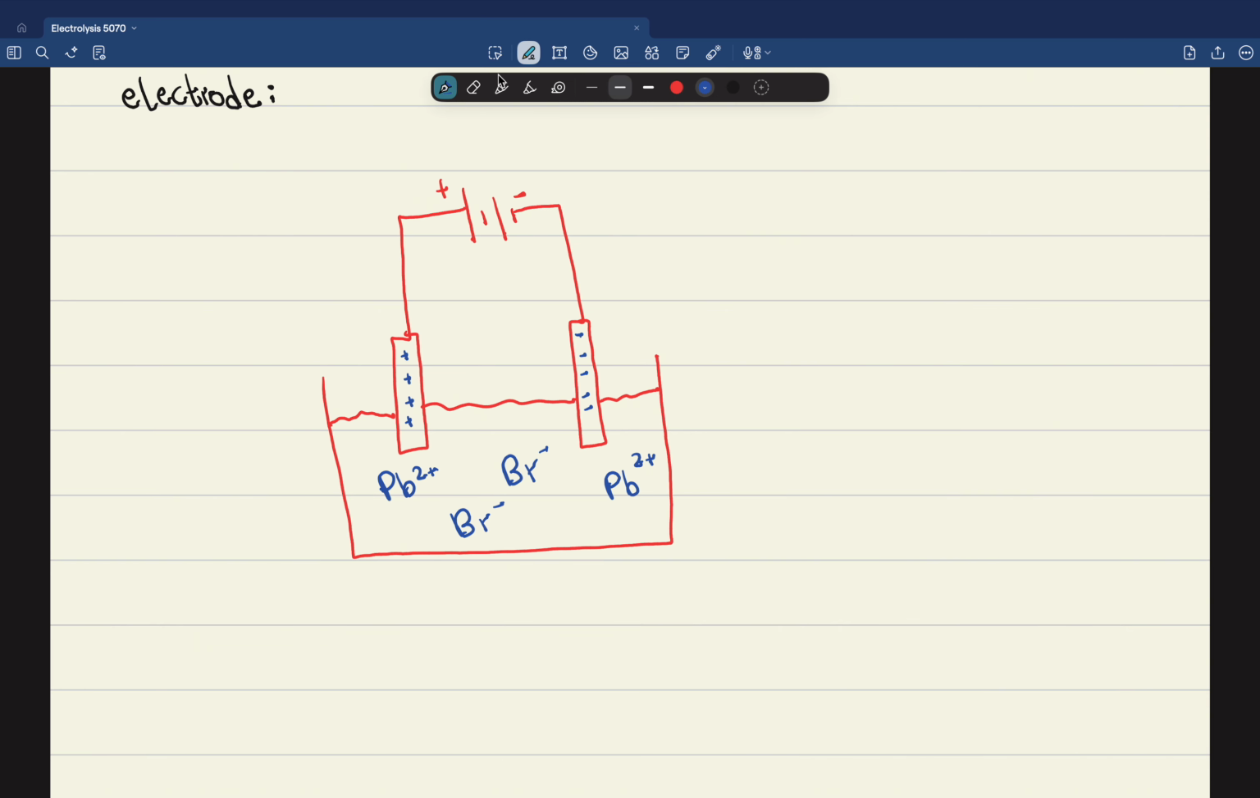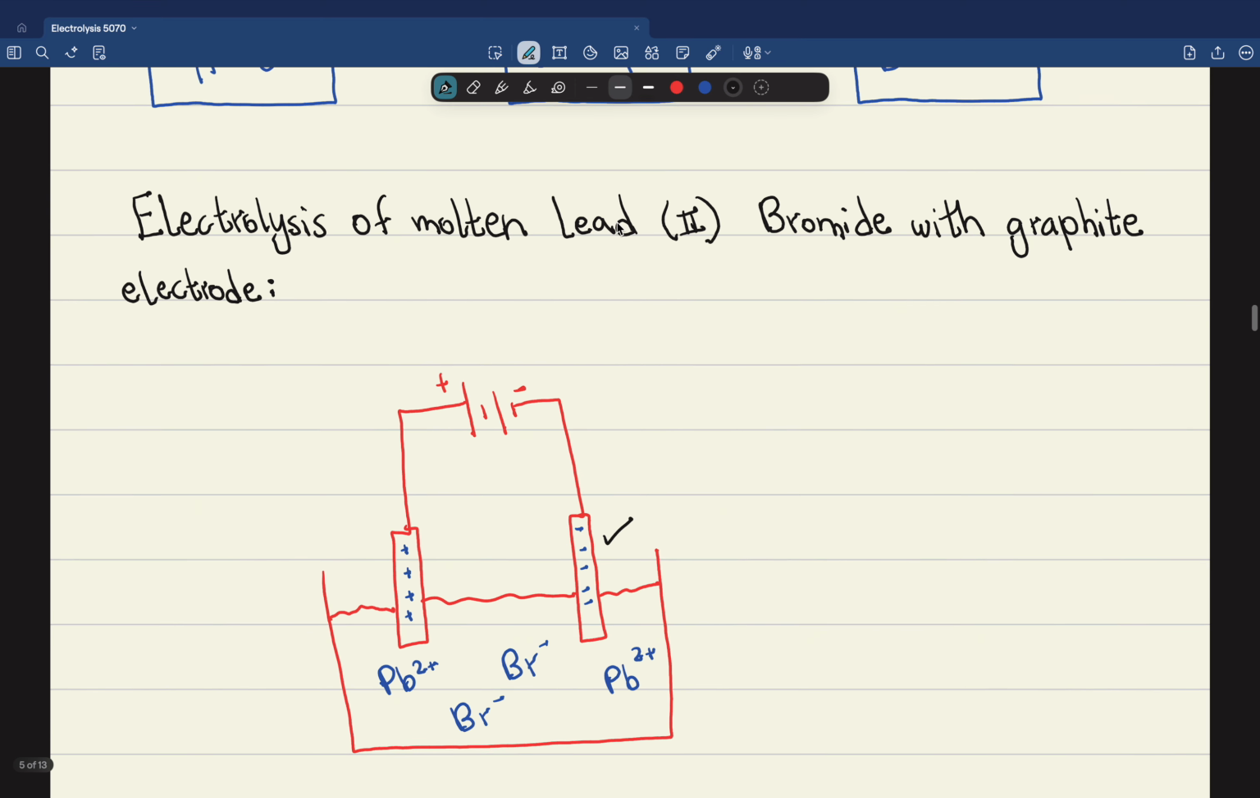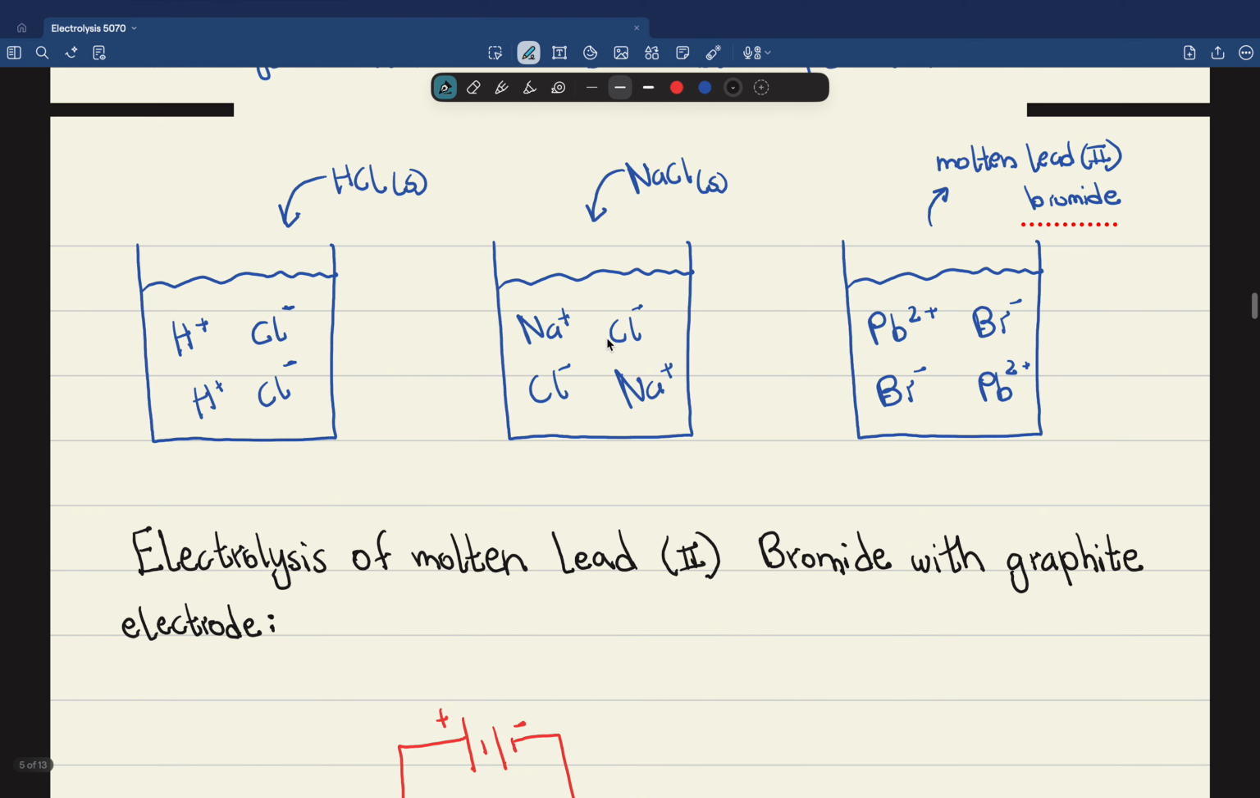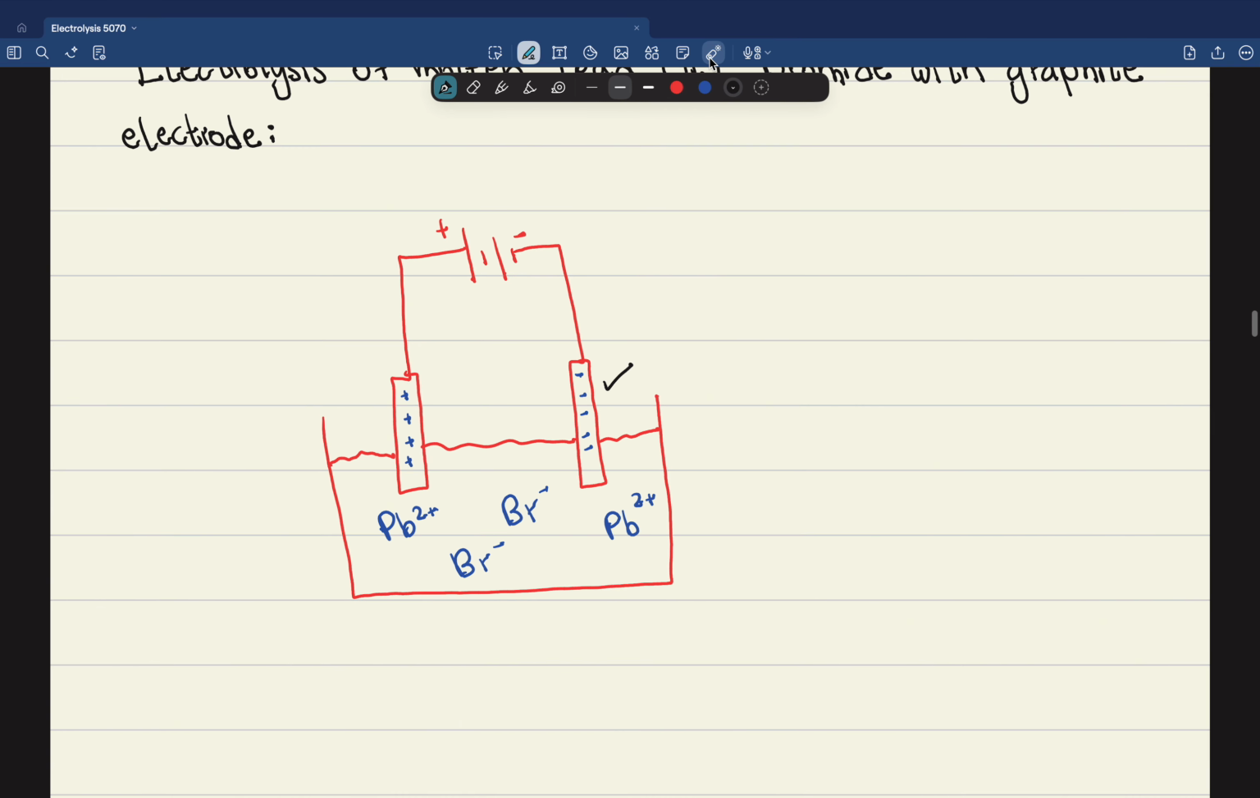Okay, so what essentially happens is, now this is the negative electrode, and this is called the cathode, as I showed you earlier. The cathode always has the cation going to it, right? So which of these is the cation? The cation is the positively charged one. So lead ion is the cation. So the lead ion is what's going to go to the cathode.